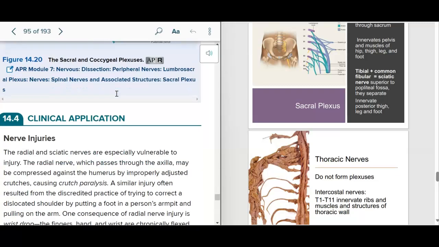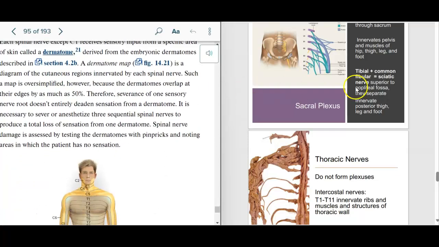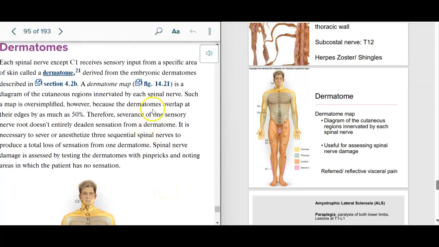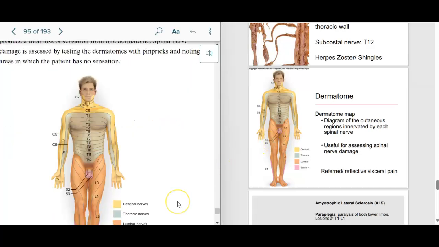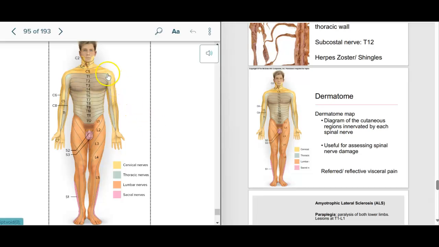The plexuses, again, are collections of nerves, and when we look at nerve distribution, we talk about dermatomes. A dermatome, this one's just a little bit bigger to see, but each spinal nerve provides sensory input from a specific area of skin called a dermatome. This is the larger map, the diagram of the cutaneous regions, and it allows us to determine at what level a spinal nerve has been damaged.